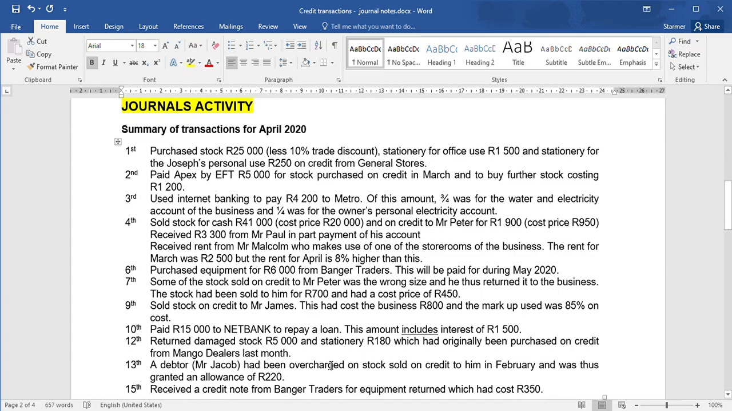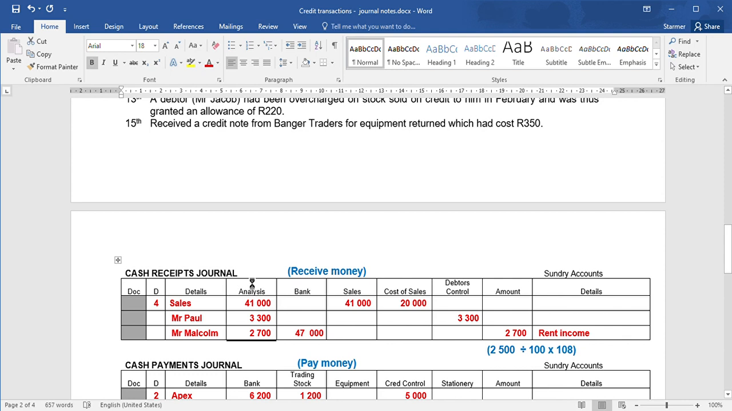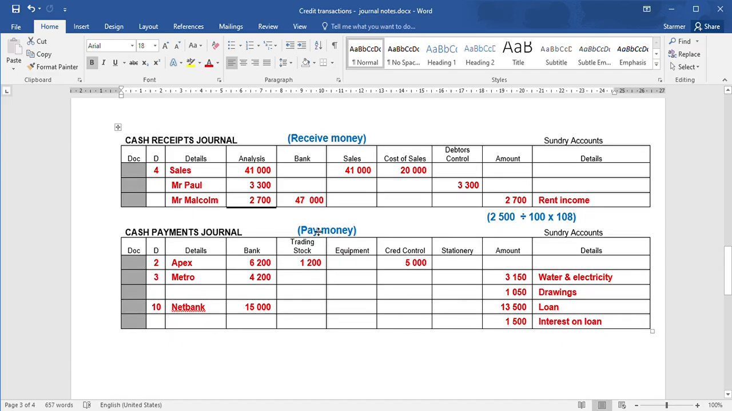Alright, so you're given a summary of transactions, and then they give you the journals. And I just want to remind you quickly before we start what we use each journal for. So the cash receipts journal is used if you receive money. You'll notice that there's a new column in your cash receipts journal now called debtors control. That column is used if debtors pay you back. So we sold on credit to them at a previous date, and now they're coming and paying us back. The cash payments journal is when you pay money. There's a new column here as well called Creditors Control, and that is used when we pay back money that we owed.